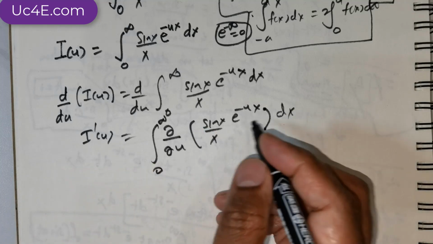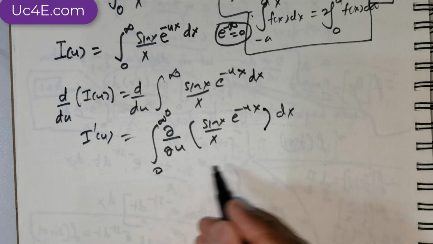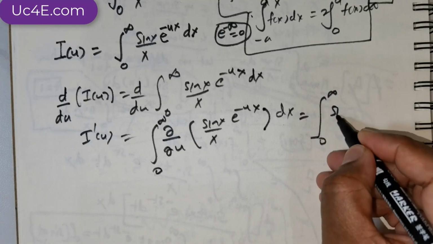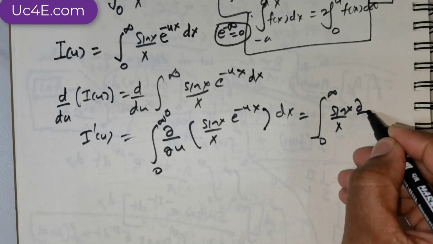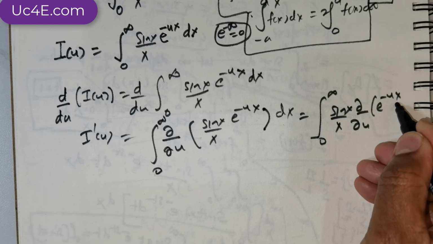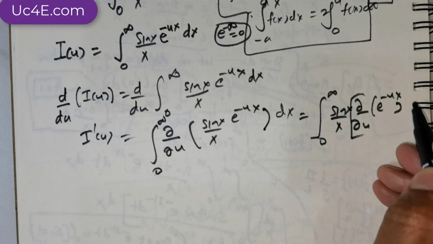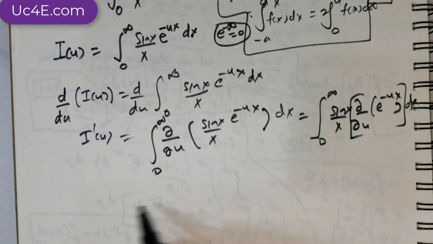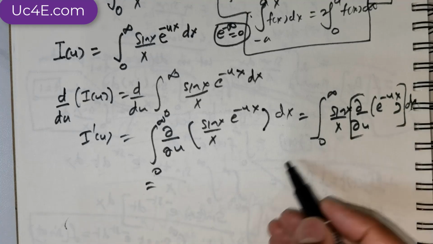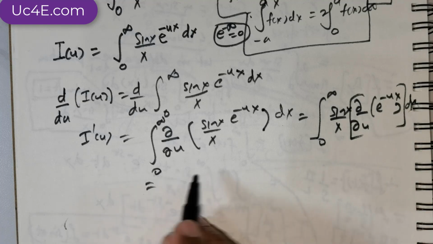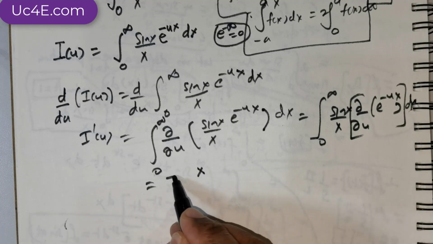So if I were to move this x component out, I would have this equal to integral 0 to infinity sin x over x. So the differential is going to be dou over dou u of e raised to the power of negative ux, right? So this is blocked, times dx. Now if I were to differentiate this, differential of e raised to the power of negative ux: u is the variable, x is the constant. So I will have an x and a negative sign.